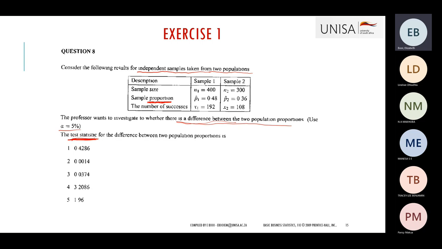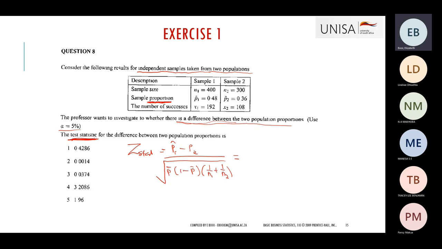That's what they are asking us to calculate. We need to calculate Z stat. And that is your sample proportion one minus your sample proportion two, divided by, I'm not going to put minus zero there because it doesn't add any value to the formula, the square root of the pooled estimate times one minus the pooled estimate times 1 over N1 plus 1 over N2.